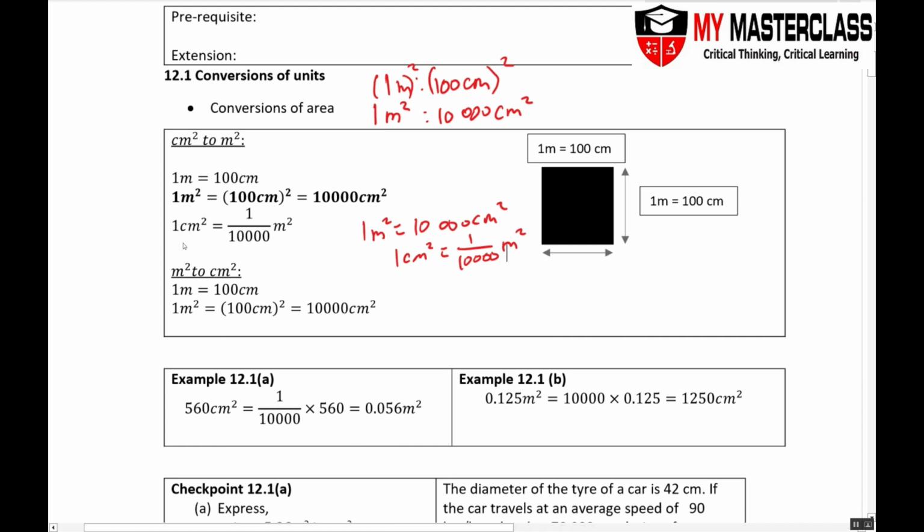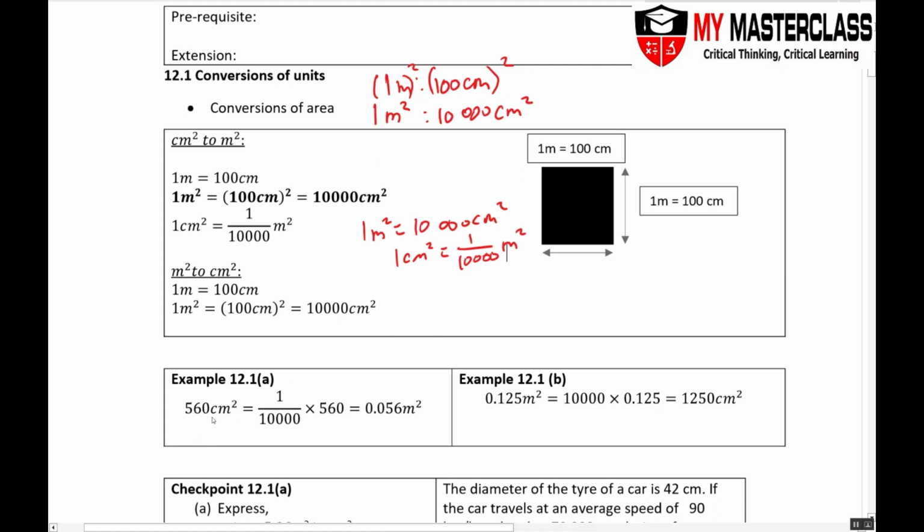It will be good if you can commit this conversion of area from cm square to meter square as well as meter square to cm square to memory. But if you can't, it's okay. Just work it out as how I did at the start for you all. It's the exact same thing.